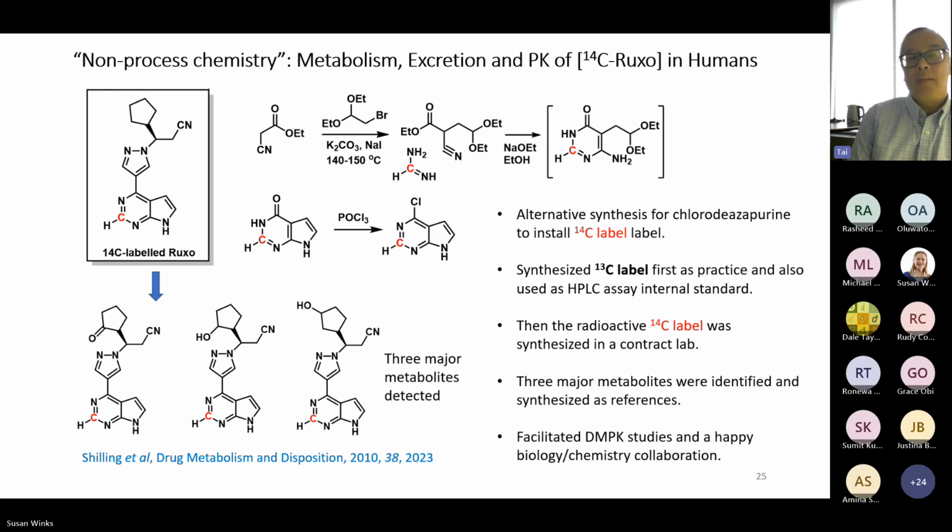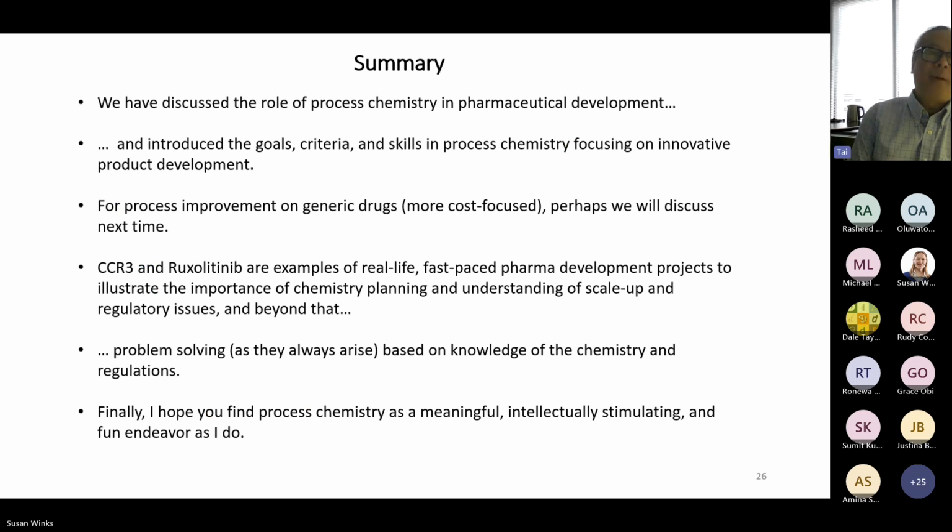So, this is a non-process work where we do C14 label with a totally different design of the chemistry. And also, when the label is made and used in human, how these label molecules can help us to track metabolites as shown here. And the knowledge that we have on the synthesis actually expedited the preparation of many of these markers and standards, which really helped our biology colleagues to figure out the metabolism and the PK of the molecule. So this is just one non-process chemistry slide, which shows chemistry applicable to the whole spectrum of development.